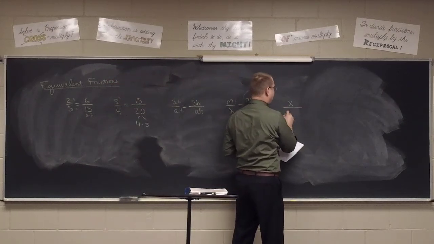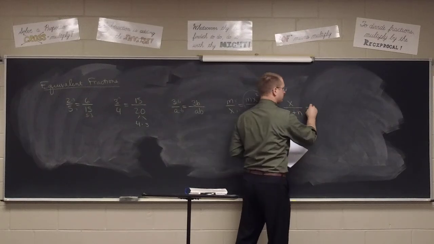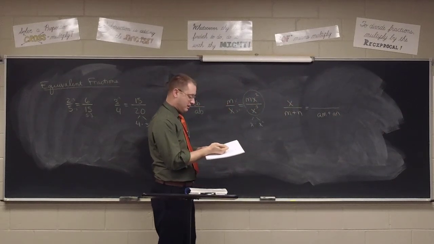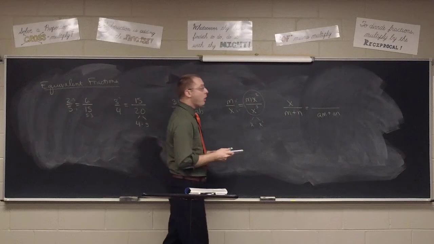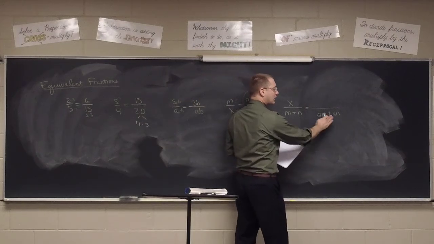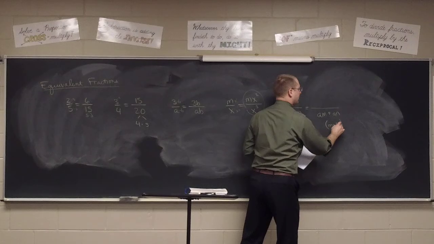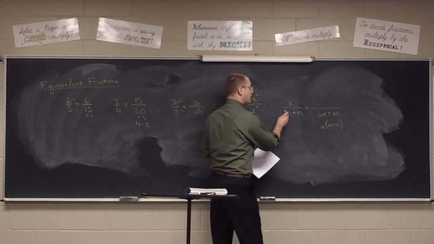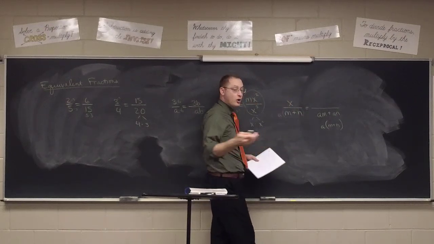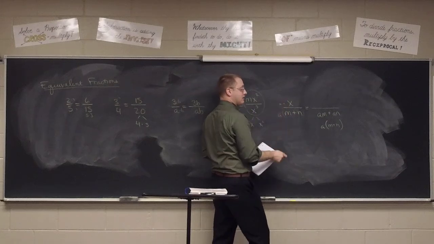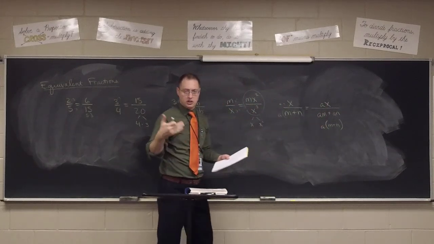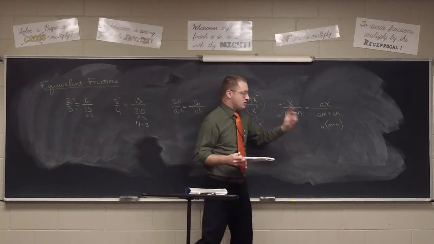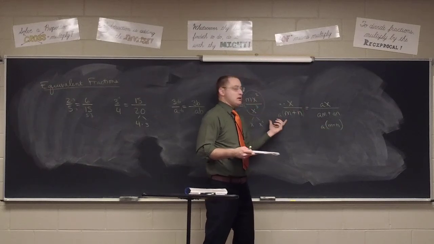How about with polynomials? x over m plus n equals what over am plus an? Well, clearly this is the quantity m plus n multiplied by a. So here in the denominator, apparently I multiplied it by an a. So in the numerator, I also need to multiply by a to get ax. Do you see what we're doing here? You're finding what changed in the denominator. I had the m plus n. Stay with me. Here I've got a times m plus n. I just need to multiply by the a.